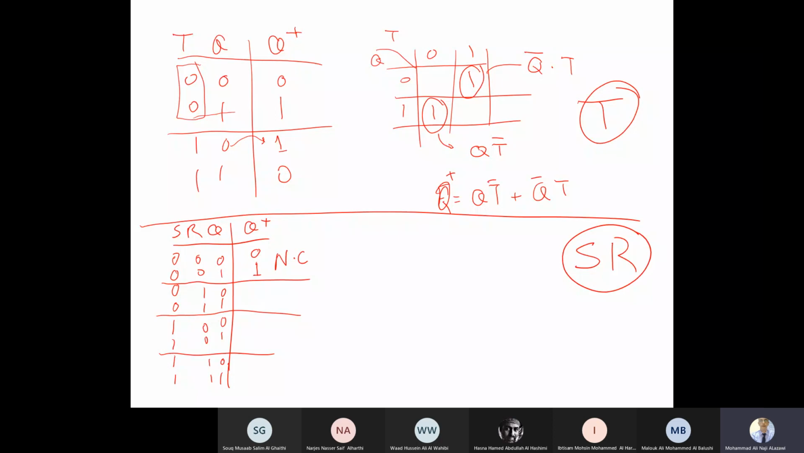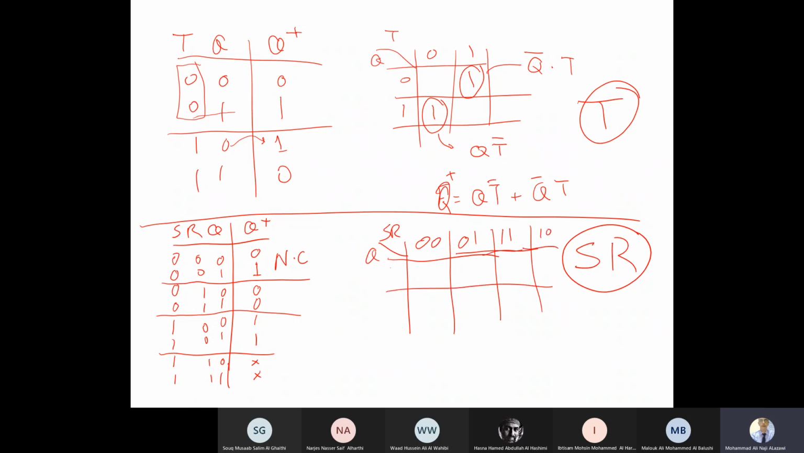Okay, this is no change. If R is 1, then the output will be 0 always, right? If S is 1, the output is 1 always. And here, remember the don't care cases. So I'll draw the K-map SRQ. Then I have 0, 0, 0, 1, 1, 1, and 1, 0. For 0, 0, I have 1 only when Q is equal to 1, so 0, 0, 1.